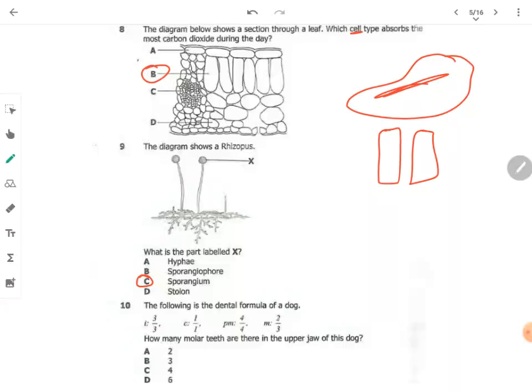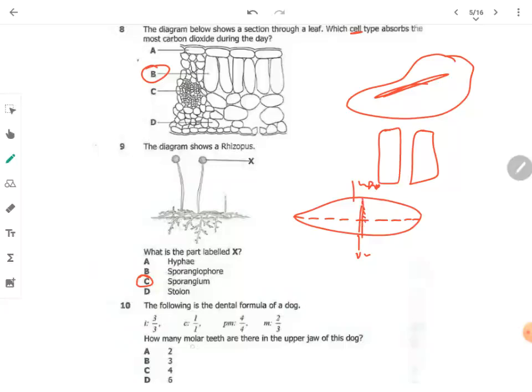The following is the dental formula of a dog. How many molar teeth are there in the upper jaw of this dog? Now we have in the mouth something like this. We have the upper and the lower. Now dental formula is always divided into two. So we have this half and this other half. This is what we've been given here.